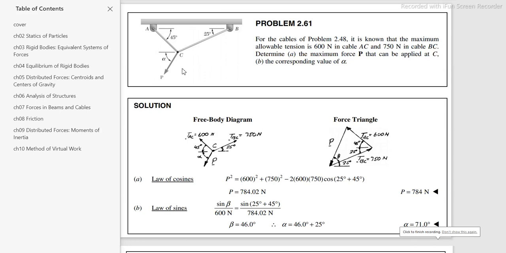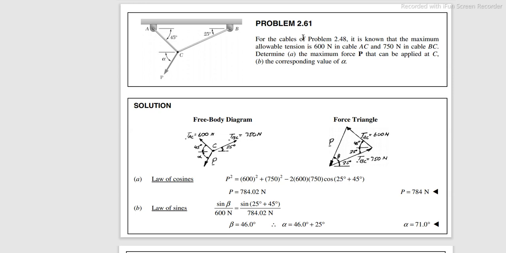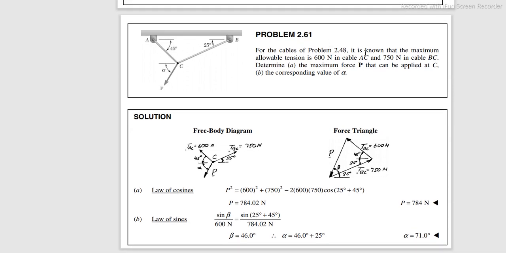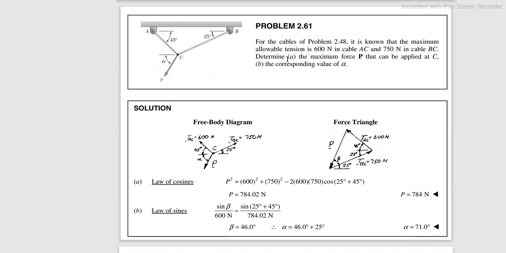In the third episode, problem 2.61 for the cables, chapter 2, for the cables of problem 2.48, the previous problem. It is known the maximum allowable tension is 600 Newton in the cable AC and 750 Newton in the cable DC. Determine the maximum force P that can be applied at C.